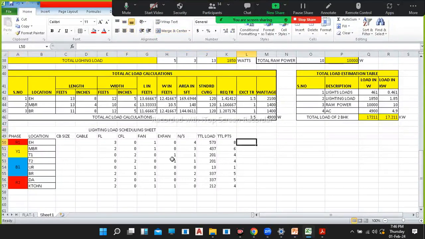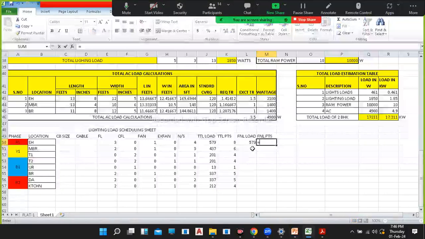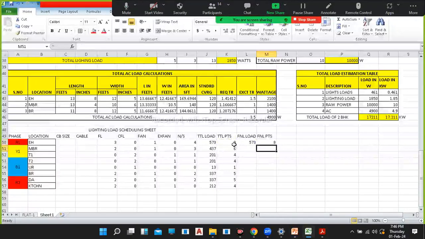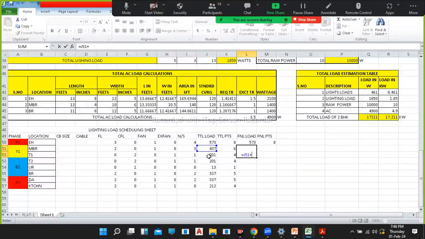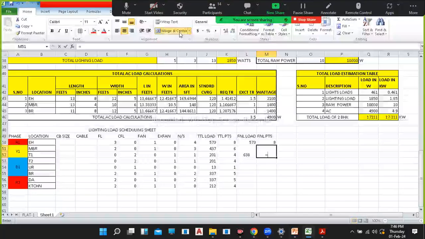Now coming to the points here, it is the same 573 which we had taken. Here I'll write final load and final points. So 573 and 8 points only we had given. Next, coming to this one, both are merged, so how much is the load? 437 plus 201, that is 638. And coming to the points also, 6 plus 4, 10.